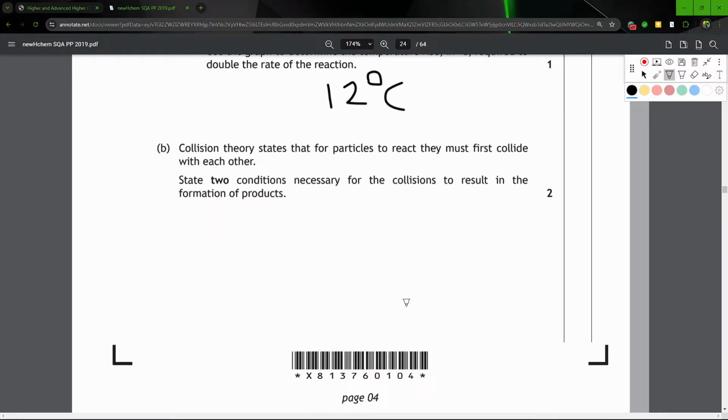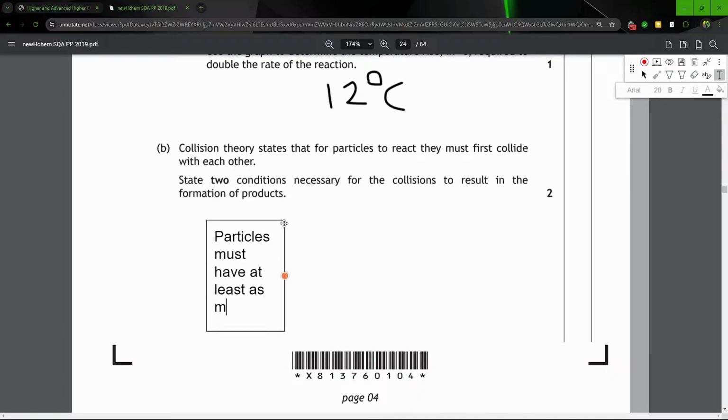Move on to B. Collision theory states that for particles to react, they must first collide with each other. State 2 conditions necessary for the collisions to result in the formation of products. So 2 things here. Particles must have at least as much kinetic energy as the reaction's activation energy.